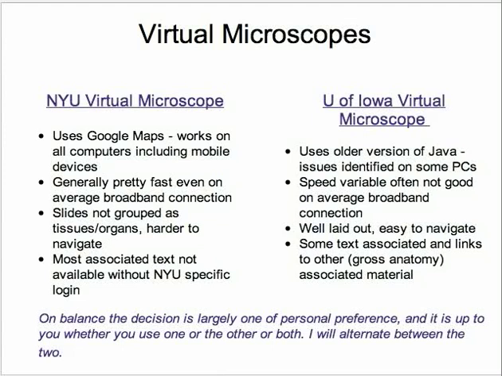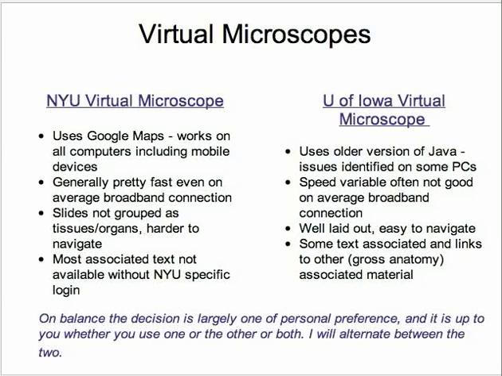One is hosted by New York University School of Medicine. This particular one uses, and we'll see it in a moment, Google Maps, which works on all computers, including mobile devices. It's generally pretty quick, even on an average or a slow broadband connection. Unfortunately, the slides aren't grouped in logical groups as tissues and organs, which makes it harder to navigate, particularly if you're not familiar with histology. And there's very little text associated with the image files unless you have an NYU-specific login, which of course you don't.